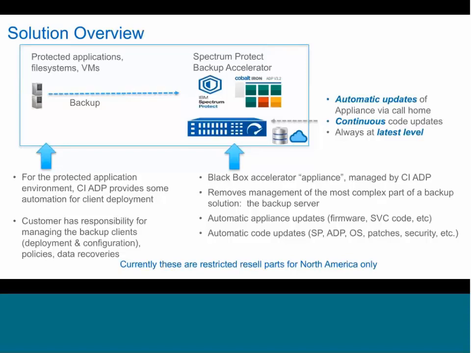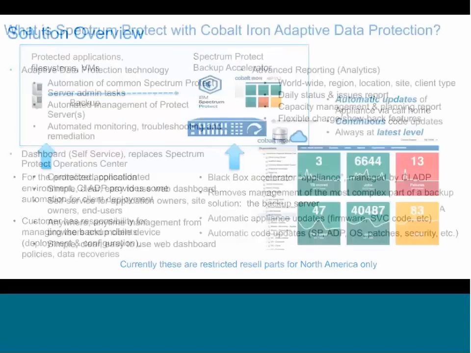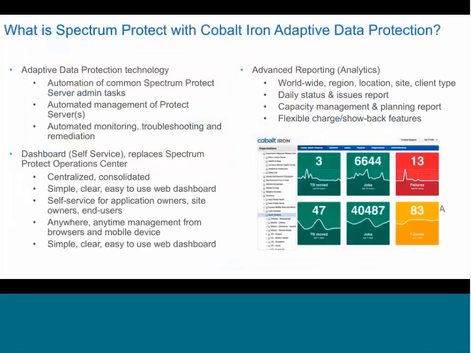It removes the management of the most complex parts of backup. Spectrum Protect is the best data protection technology in the industry. These Cobalt Iron offerings allow you to deploy the simplest data protection solution out there, and it includes automatic code updates, etc. It's really the adaptive data protection offering, automation of Spectrum Protect server tasks. It automates the management of the servers. It automates monitoring, troubleshooting, problem detection, and prediction and remediation a lot of times.